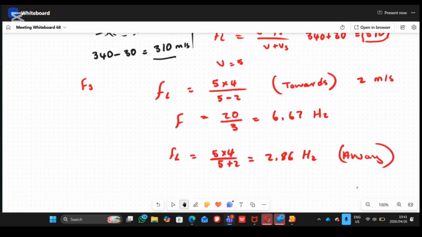So I want to ask you a question. What can you actually conclude based on the frequency on these values? So far, what I can conclude is that if a sound source is going towards a person who is standing, then the value of the frequency will increase.